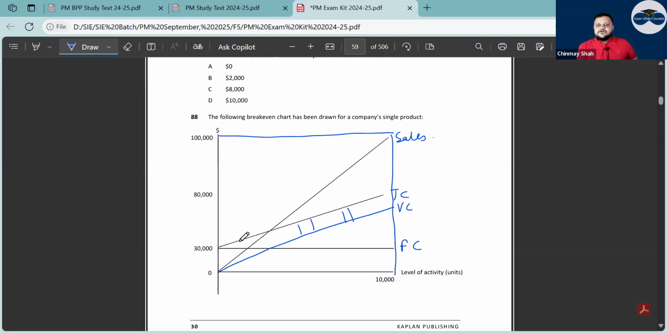Tell me. See, 30,000 is the fixed cost. Correct. Total cost is 80,000. Look, at 10,000 units, total cost is 80,000. 30,000 is fixed cost, so what is the variable cost per unit at 100,000? Tell me. $5. It will be $5. Correct.